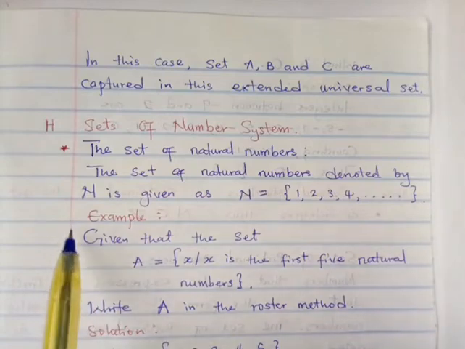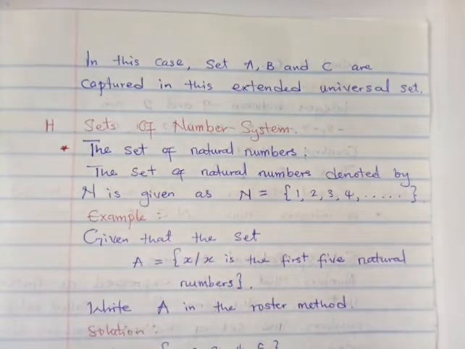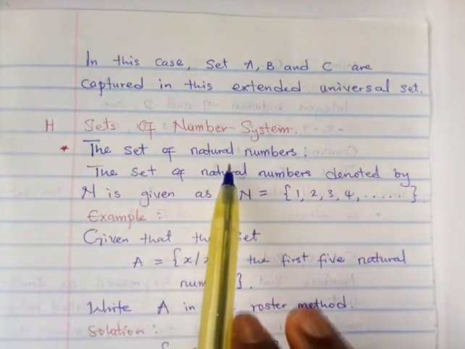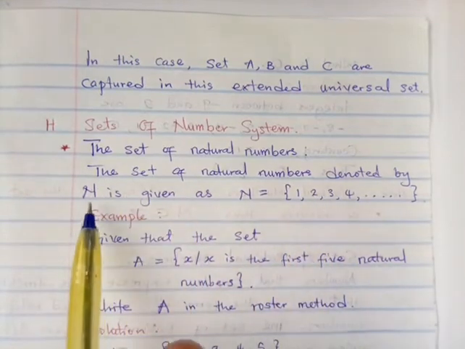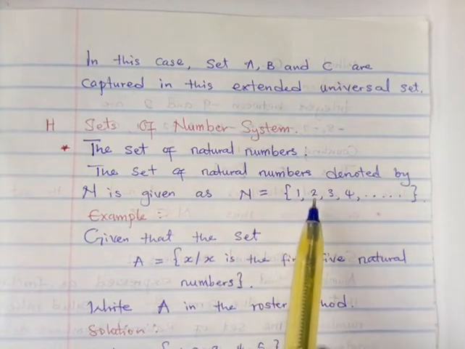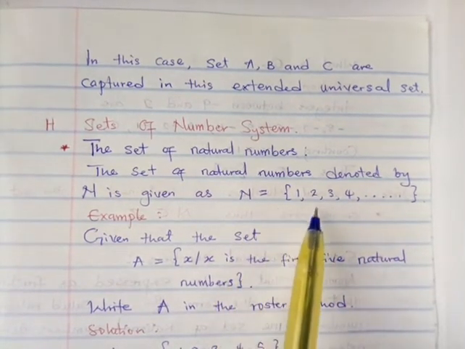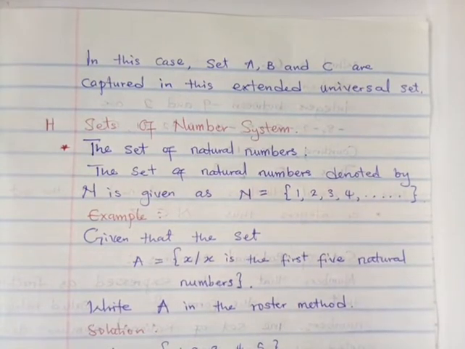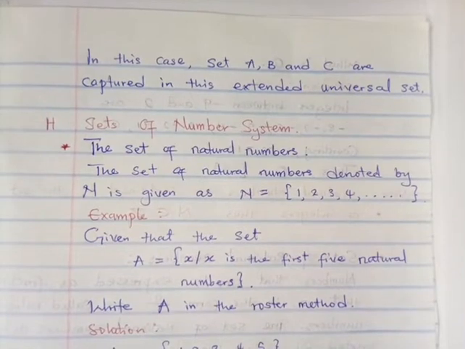Okay, so now the set of numbers. Here we are going to see the sets of various types of numbers. The first we have to consider is the set of natural numbers. The set of natural numbers, denoted by N, is given as N equal to {1, 2, 3, 4, ...}. So these are natural numbers, which are our counting numbers, 1, 2, 3, 4, to infinity.